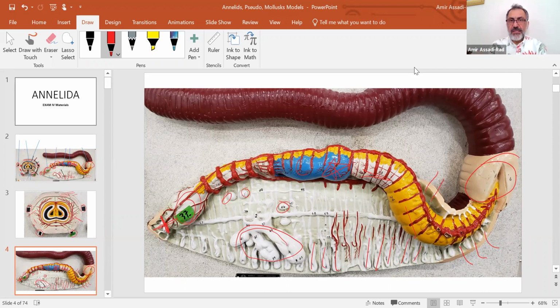Okay, and between each of these grooves, that would be annuli, right? And there are setae here, which are vestigial. You cannot see them very well. So between right here, for example, that would be annuli. You remember that? We talked about it in lecture.